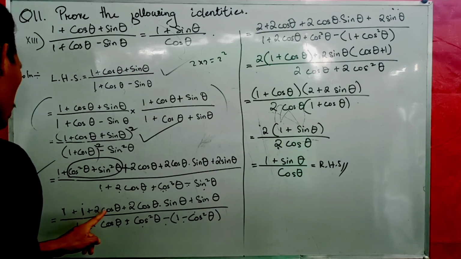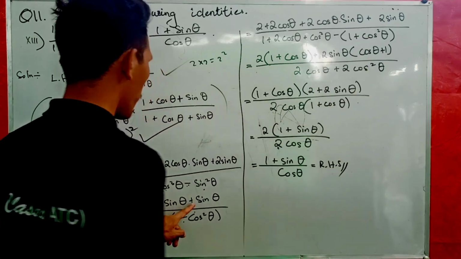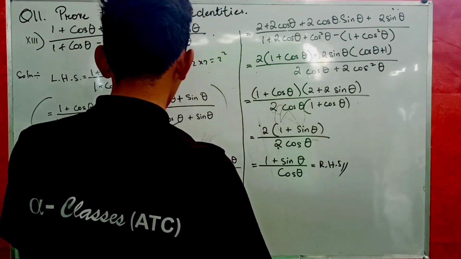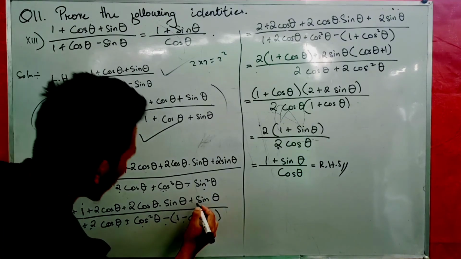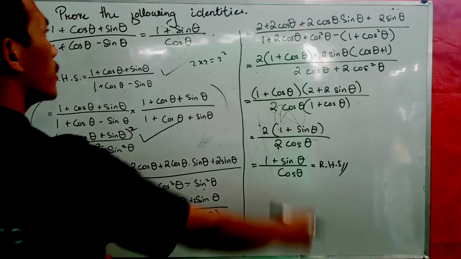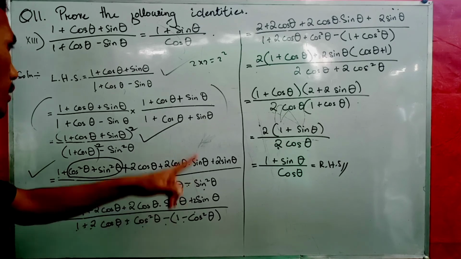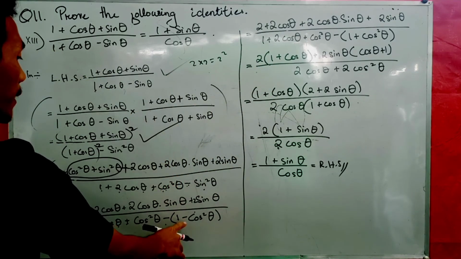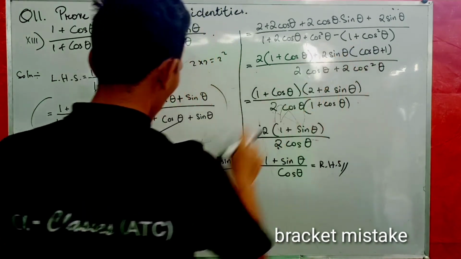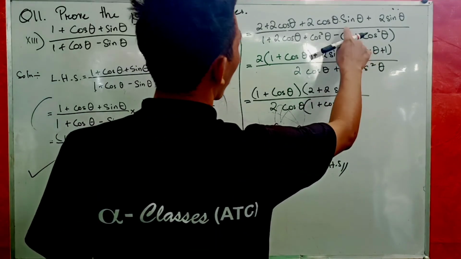Then 1 plus 1 is 2. 2 cos theta plus 2 sin theta into 1 plus 2 cos theta plus cos square theta, minus into 1 is minus 1, minus 2 plus.